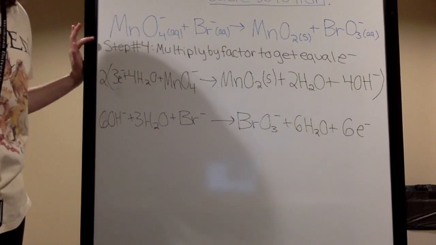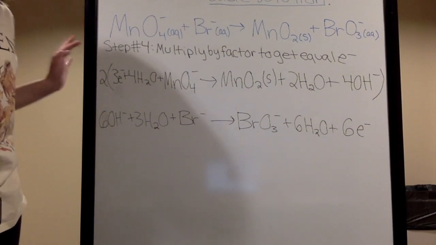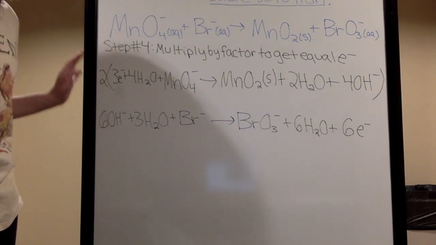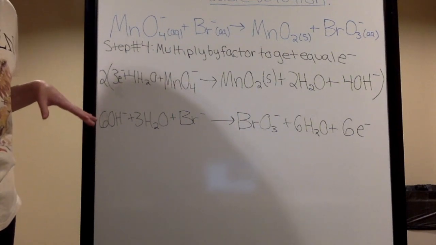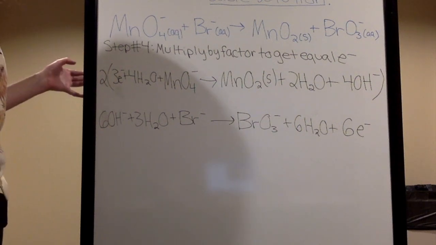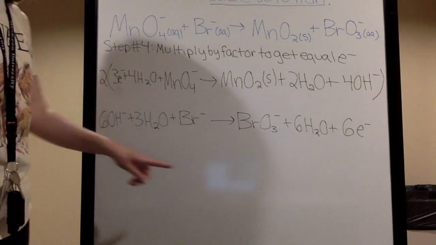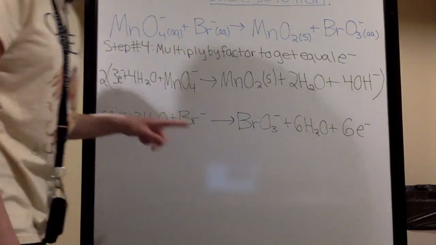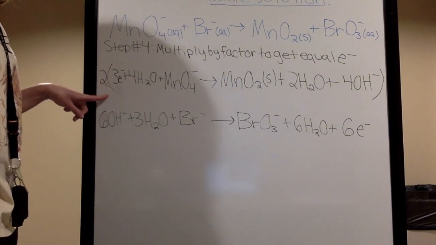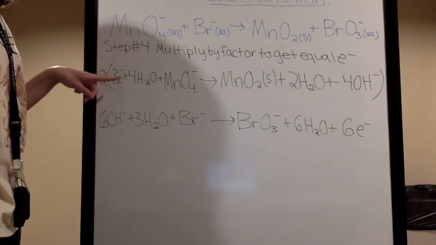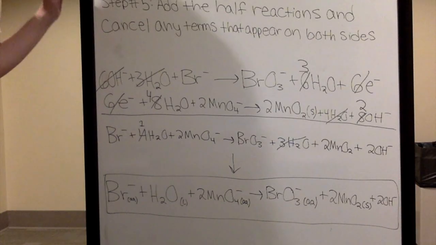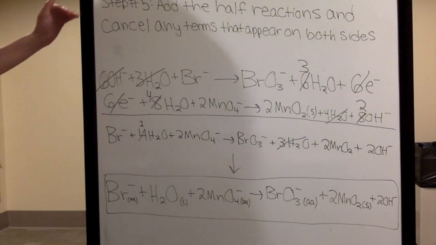The fourth step in this problem is to multiply each half reaction by the appropriate whole number so the number of electrons is the same on both sides of each half reaction. Since we have 6 electrons on this side of the half reaction, we need to multiply this half reaction by 2 to get 6 electrons on this side. The last step is to add the half reactions and cancel any terms that appear on both sides.